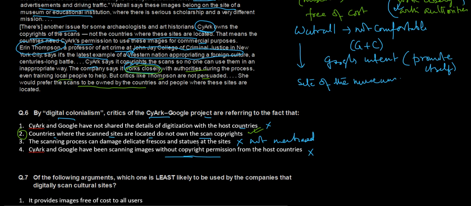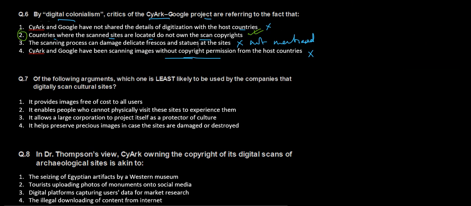We move to the next question, which says, of the following arguments, which one is least likely to be used by companies that digitally scan the cultural sites? Least likely to be used. So let's see the options. It provides images free of cost to all users. This is correct because Google clearly said that it's free of cost. It enables people who cannot physically visit the sites to experience them. This is also correct because it says that it is uploaded for everyone. So anyone can see the images, have a virtual walkthrough from anywhere in the world.